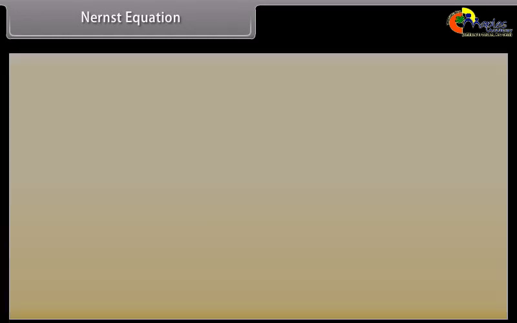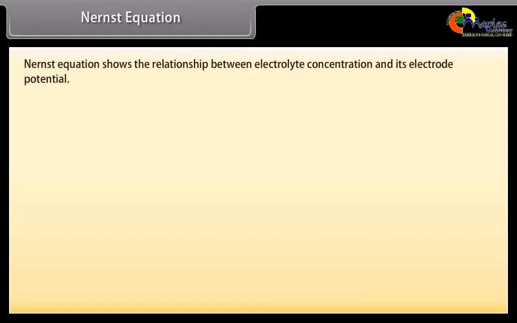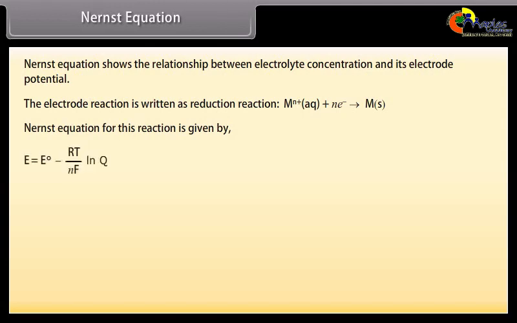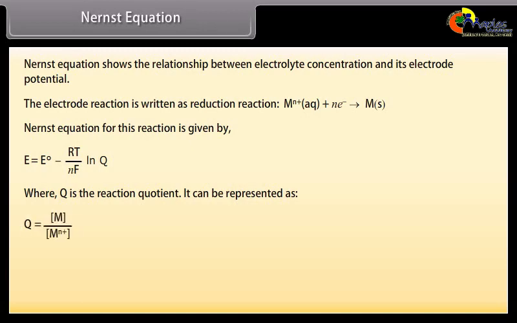Nernst equation. Nernst equation shows the relationship between electrolyte concentration and its electrode potential. The electrode reaction is written as a reduction reaction. Nernst equation for this reaction is given by E is equal to E naught minus RT upon nF multiplied by natural log of Q, where Q is the reaction quotient. It can be represented by M upon M ion. Put the value of Q in the above equation.